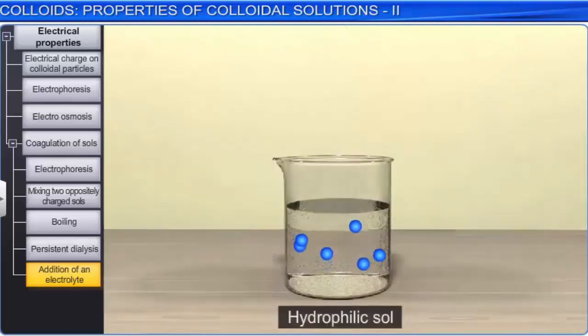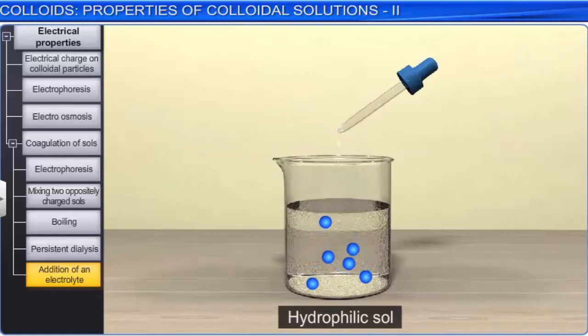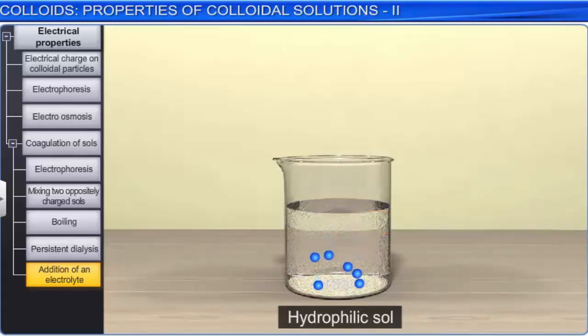When solvents like alcohol or acetone are added to hydrophilic sols, the colloidal particles get dehydrated. Under this condition, a small quantity of electrolyte is able to bring about coagulation of the hydrophilic sol.